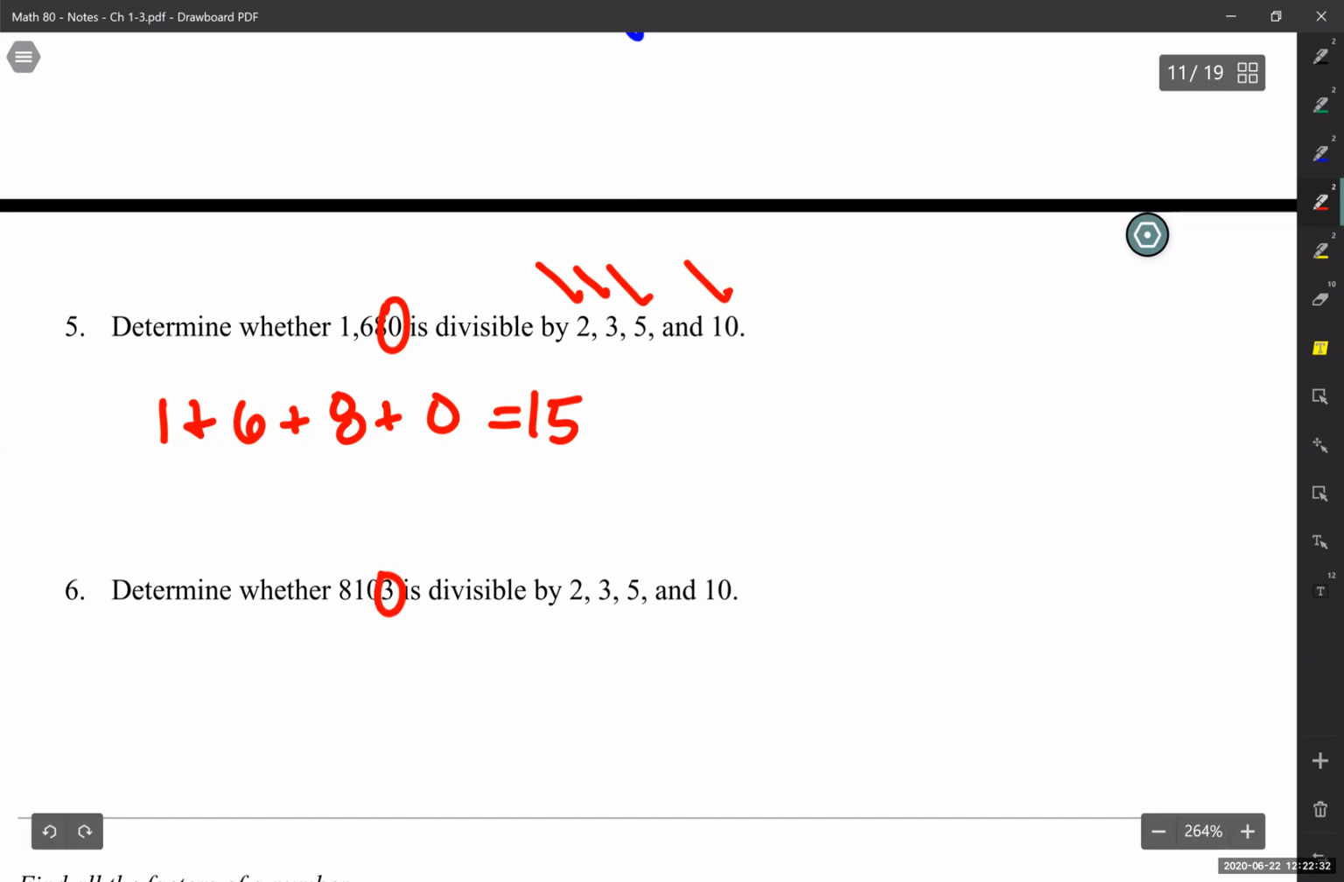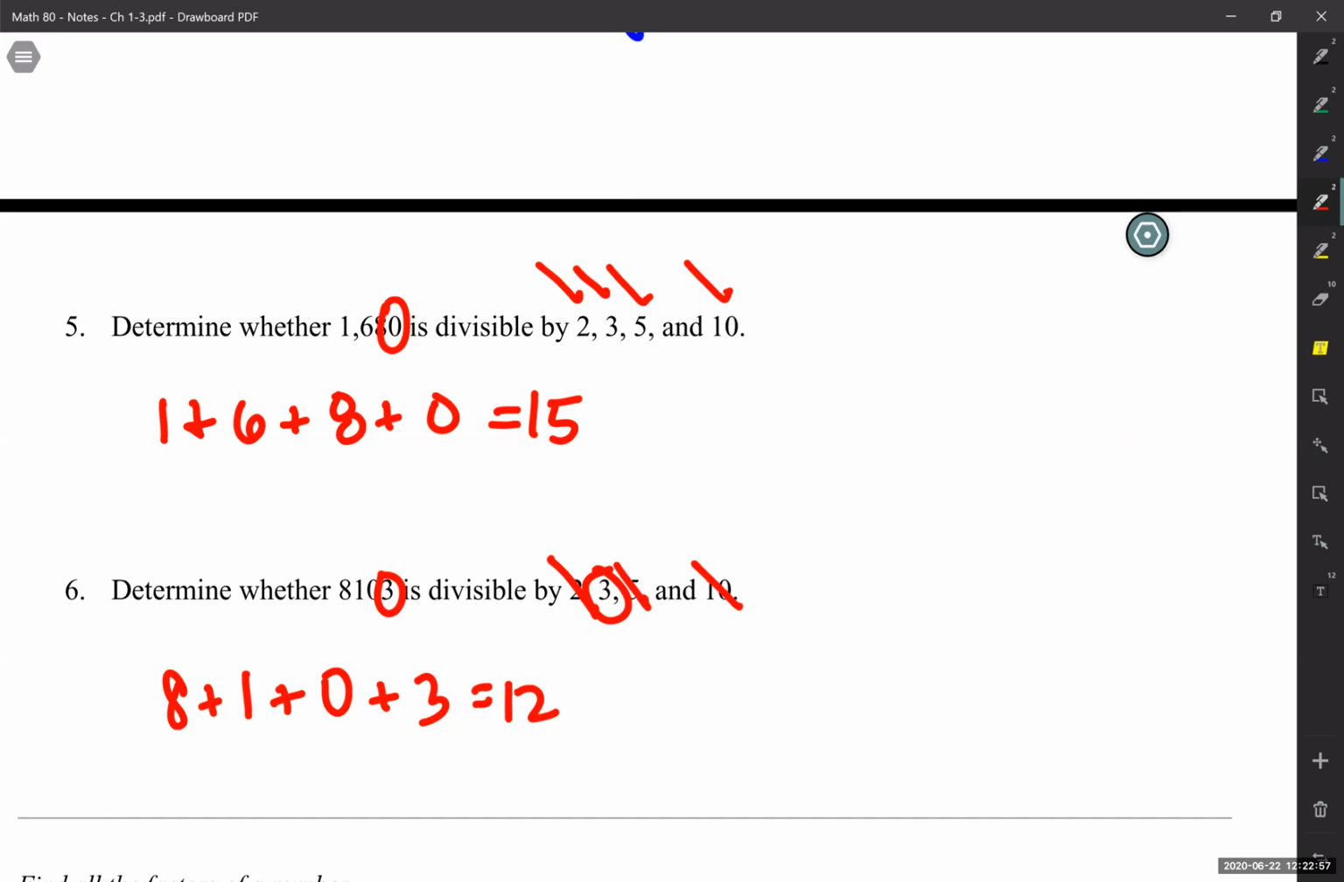It ends in a 3. That means 2 is out, 5 is out, and 10 is out because 3 is nowhere in those rules. So those 3 are no good. And let me check the last thing. 8 plus 1 plus 0 plus 3. 8 plus 1 is 9, plus 3 more is 12. Okay, so this one is divisible by 3. So if this was a homework problem, you would just check that one box.